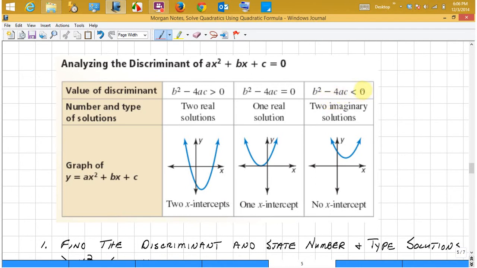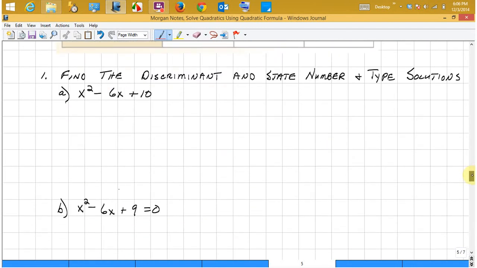That would produce a negative under the square root, creating two imaginary solutions. The quadratic curve would never touch the x-axis. So let's go ahead and use the discriminant here. What we're going to see is we have x squared minus 6x plus 10, and let's just go ahead and set that equal to 0. Let's write the values of a, b, and c. a is 1, b is a negative 6, c is 10.